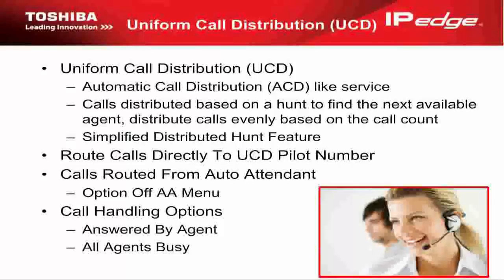Uniform Call Distribution, or UCD, is an automatic call distribution, or ACD-like service. It is a cost-effective alternative to a fully featured ACD service when the main need is to have calls distributed based on a hunt to find the next available agent, as well as distribute calls evenly based on the call count. Calls are routed directly to a UCD pilot number.